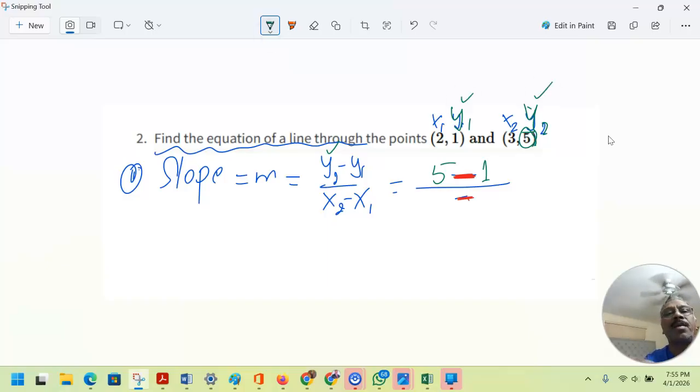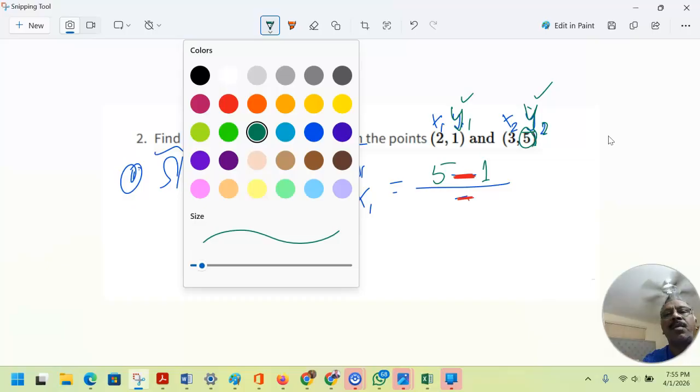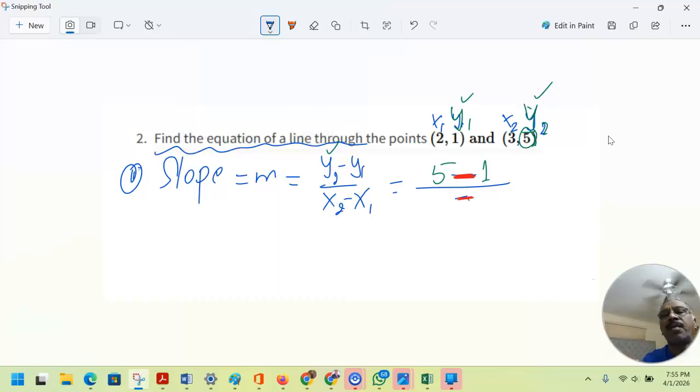For the next one I'm going to use blue color to show. The next one is the x2. See, x2 is this, which is 3, and x1 is this 2. When you do this, you get 4 over 1, which is 4. And you can see that's the slope. So this is the slope.